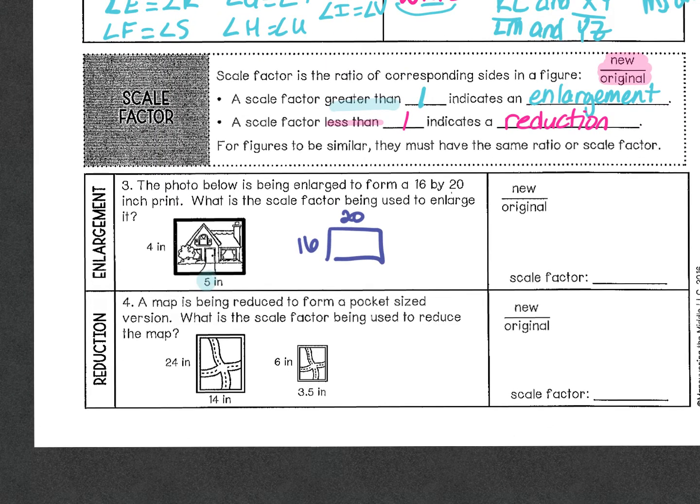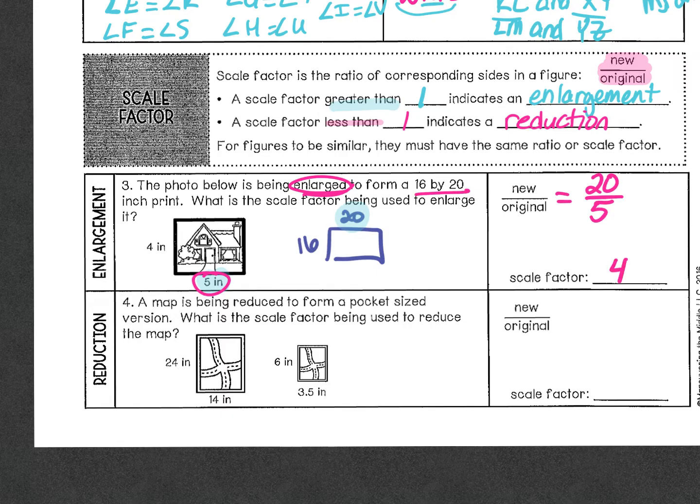So if I pick, let's say I pick the 5 here. Since 5 is bigger than 4, I'm going to pick the 20 since 20 is bigger than 16. Nothing special about that, just if they're both the bigger numbers or both the smaller numbers. On the top, we want new over original. So it says the photo is being enlarged to form 16 by 20. So the 20 is the new one, and the 5 inches is the original shape. Then we're going to go ahead and divide that out or put that in our calculator. And our scale factor here is going to be 4.